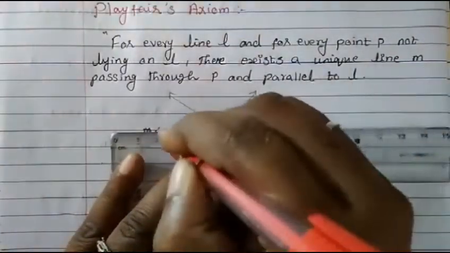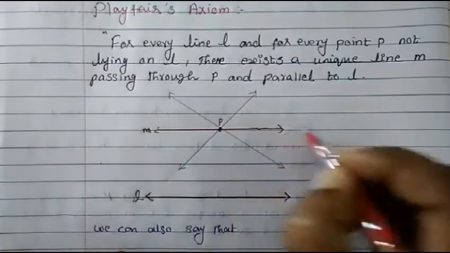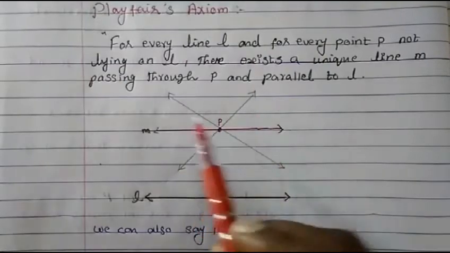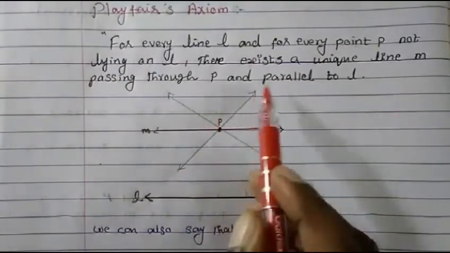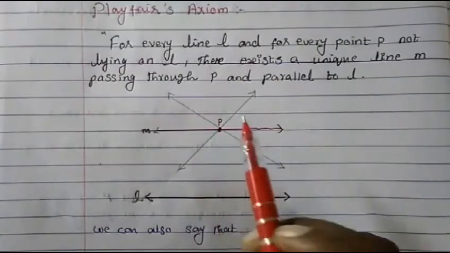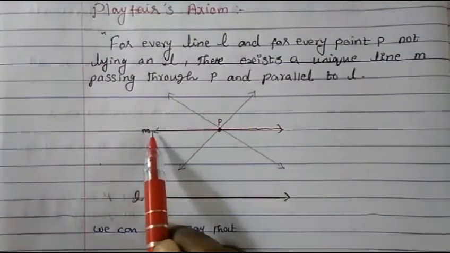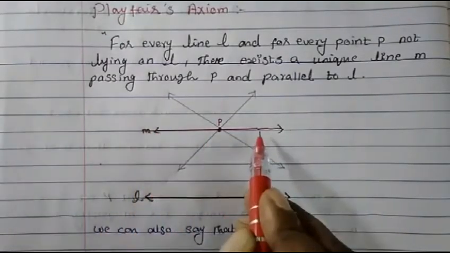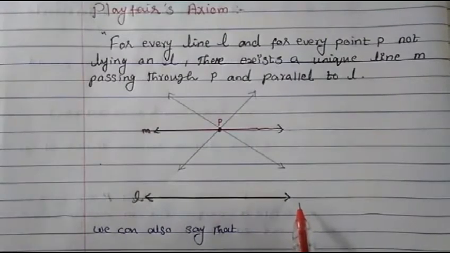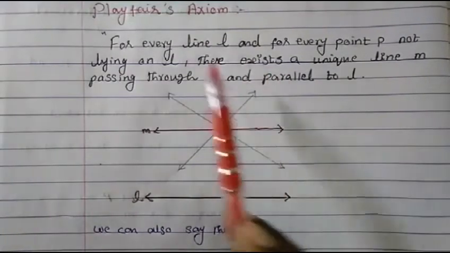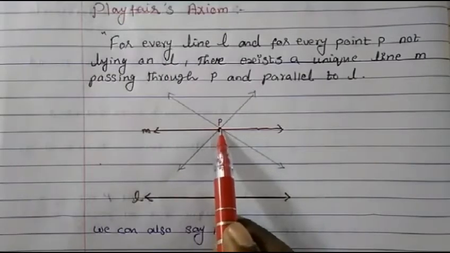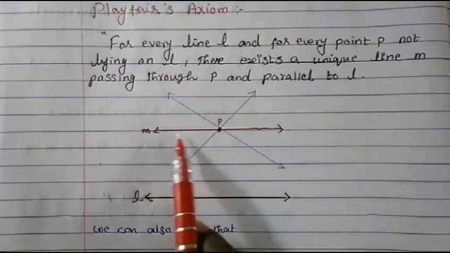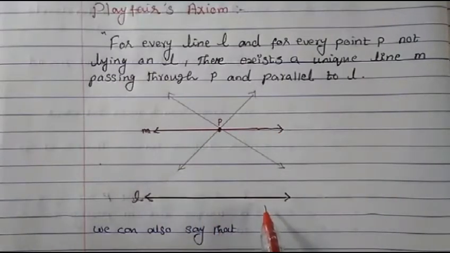See, you can see here, through this point P, there are many lines passing. You can give any name to these lines. But there is one unique line that is called M. Only this unique line M is parallel to this line L. So this is what Playfair's axiom says. For every line L, for every point P not lying on L, there exists a unique line M which passes through P and is parallel to L.